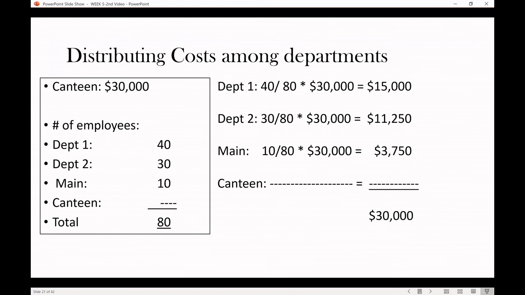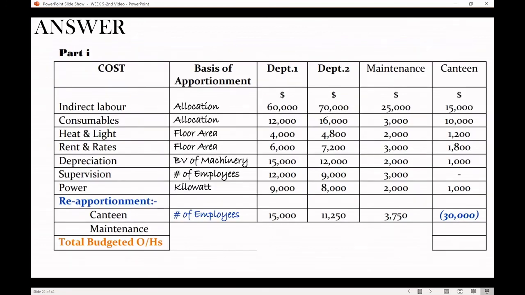The highest amount would be for the department that has the most employees, right? Department 2, 30 upon 80 times the 30, and maintenance, 10 upon 80 times the 30, we get 3,750. Again, here, we're reapportioning canteen costs, so nothing would be going to canteen. At the end of the day, the total that we get here should be equal to $30,000, because that's what we're sharing up. So we put that in the various departments' slots.